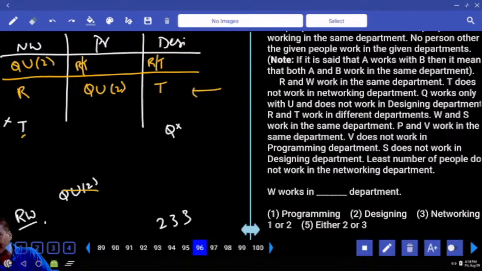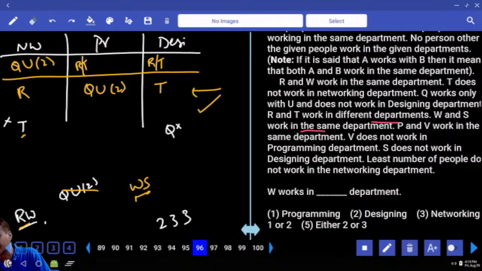Then what we need to do? R and T were fixed, then we need to try to finalize this one. Clear? Because R and T were finalized here. Then 4 persons were done. Then R and T working. W and S work in the same department. W and S, they are working in the same.